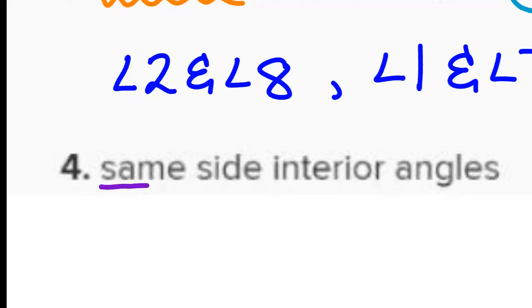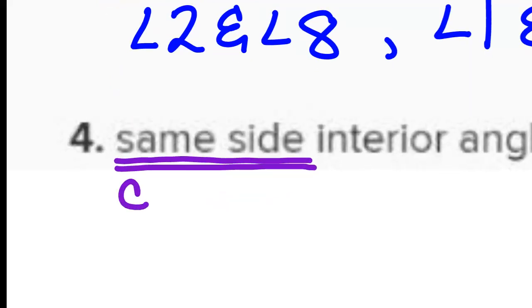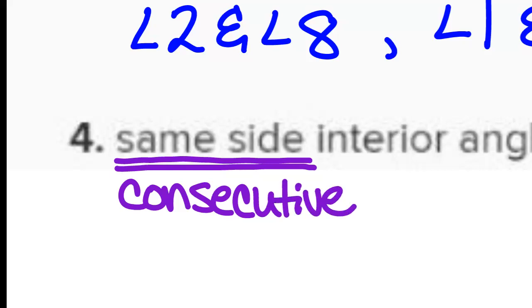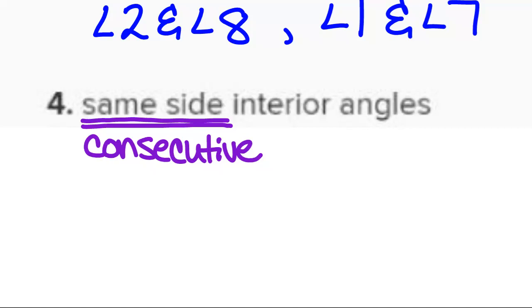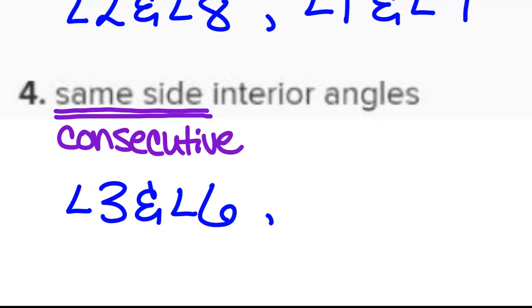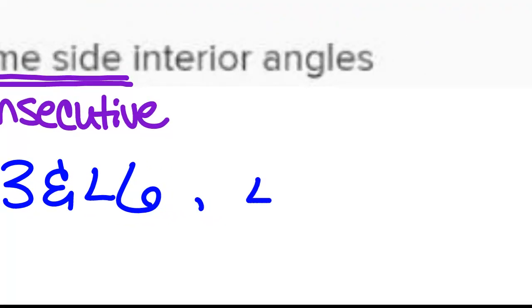All right, number 4, they call these same side interior angles. When we studied this, we called them consecutive interior angles. It means the exact same thing, and you can see them referred to either way. Give me some same side or consecutive interior angles. What would be a pair of consecutive interior angles or same side? 3 and 6. So angle 3 and angle 6. What's another pair of consecutive interior angles? Angle 4 and angle 5.